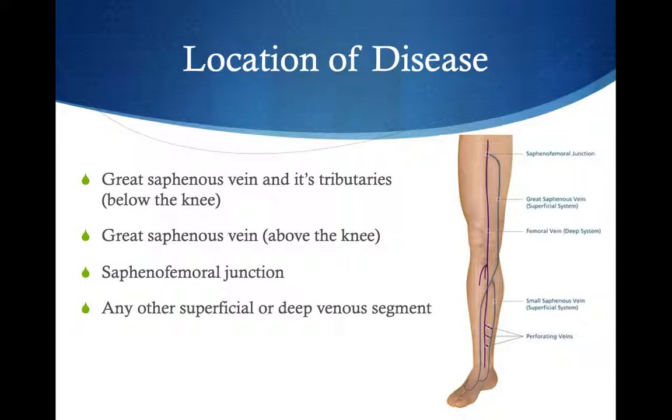Varicose veins occur in the great saphenous vein and its tributaries below the knee, in the great saphenous vein above the knee, in the saphenofemoral junction, or any other superficial or deep venous segment.